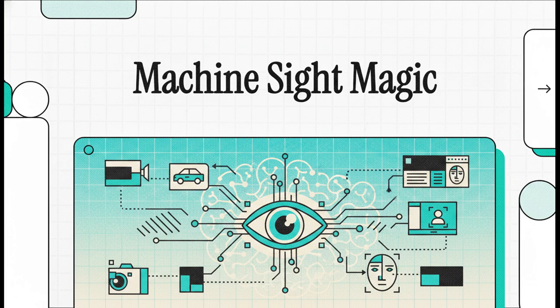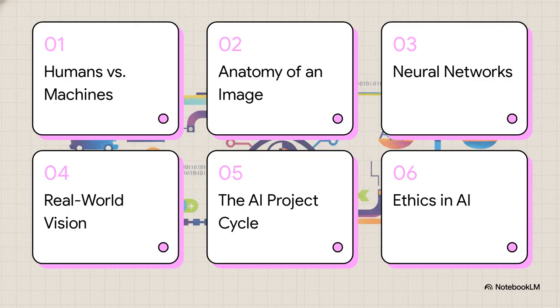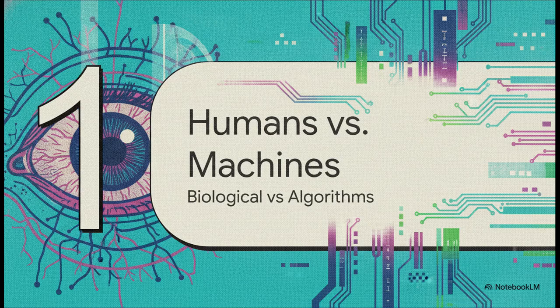We're looking at a revolutionary field of artificial intelligence that lets computers observe and actually make sense of visual data like images and videos in ways that are totally changing our world. So here is our roadmap for The Explainer today. We'll start with humans versus computer vision, break down the anatomy of an image, explore how neural networks see, look at real-world computer vision, map out the AI project cycle, and finish up with ethics in AI. Let's get into it. Starting with Section 1, humans versus computer vision.